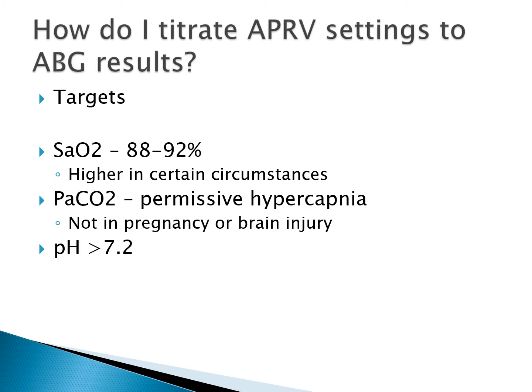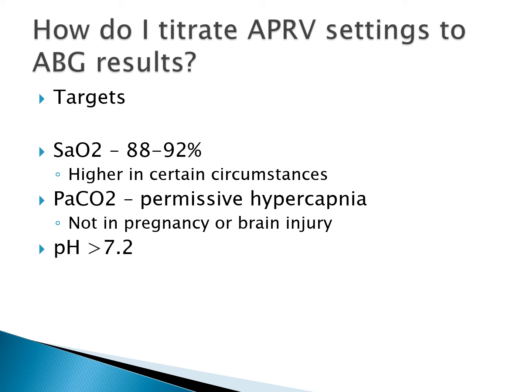So how do you titrate your APRV settings to your arterial blood gas results? Well, pick some targets to start with. I would typically, for people with hypoxemic respiratory failure needing airway pressure release ventilation, be targeting an arterial oxygen saturation of 88 to 92%. There may be circumstances where you want to aim higher than that, and indeed there may be some where you're accepting lower than that, but have a reasonable target.